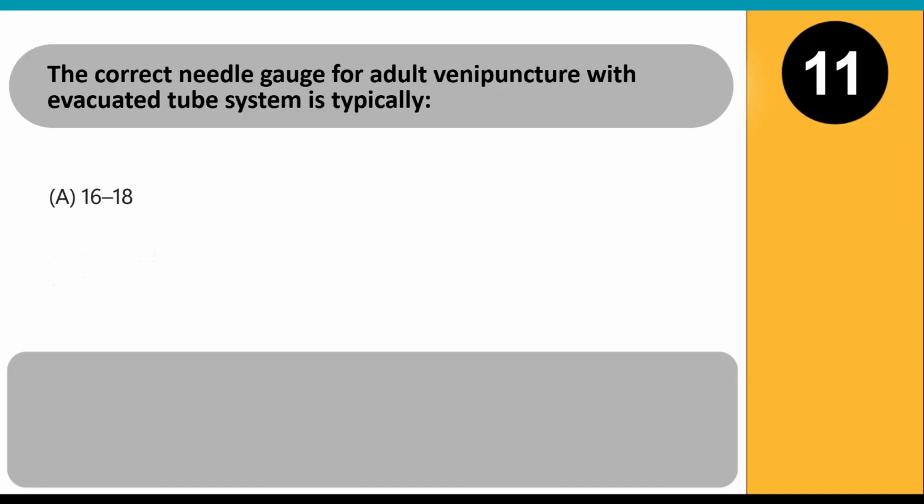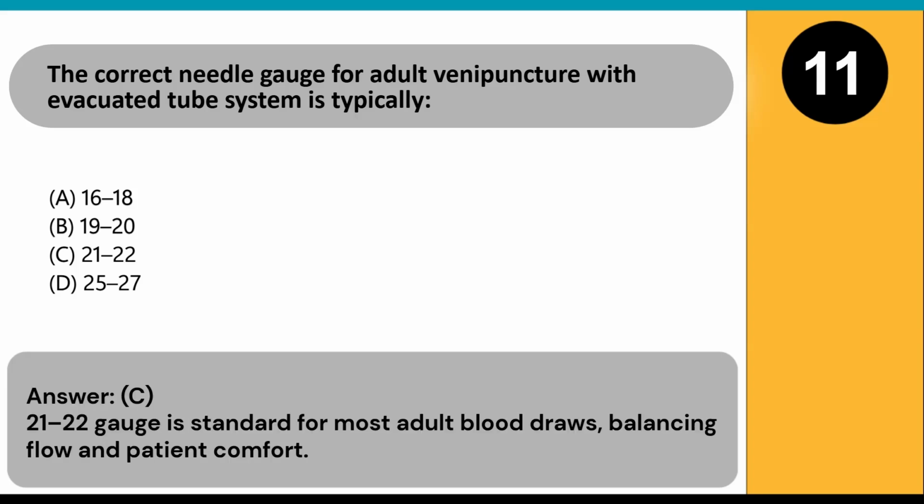The correct needle gauge for adult venipuncture with evacuated tube system is typically A. 16 to 18, B. 19 to 20, C. 21 to 22, D. 25 to 27. Answer: C. 21 to 22 gauge is standard for most adult blood draws, balancing flow and patient comfort.